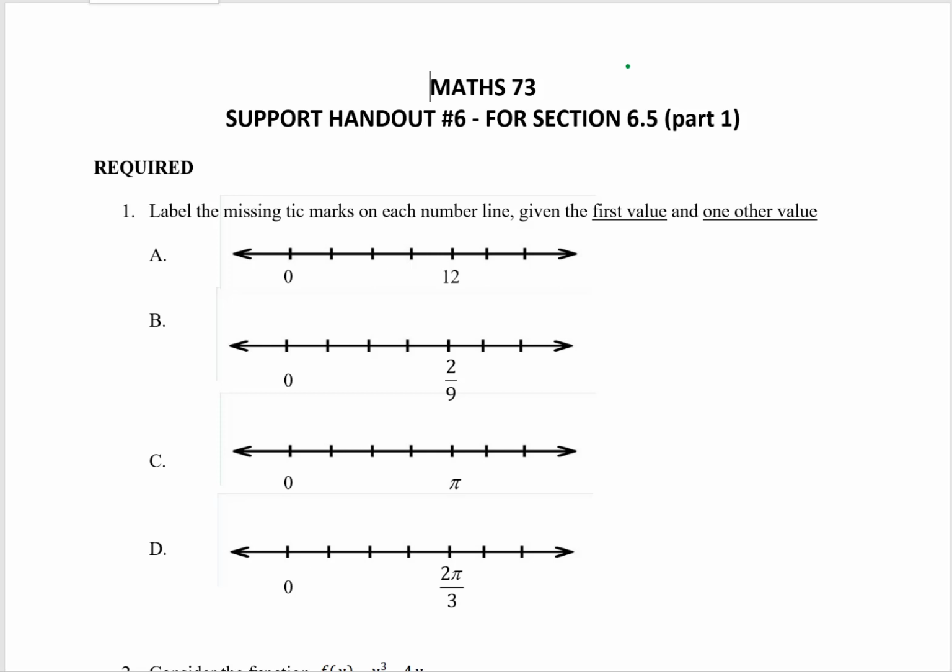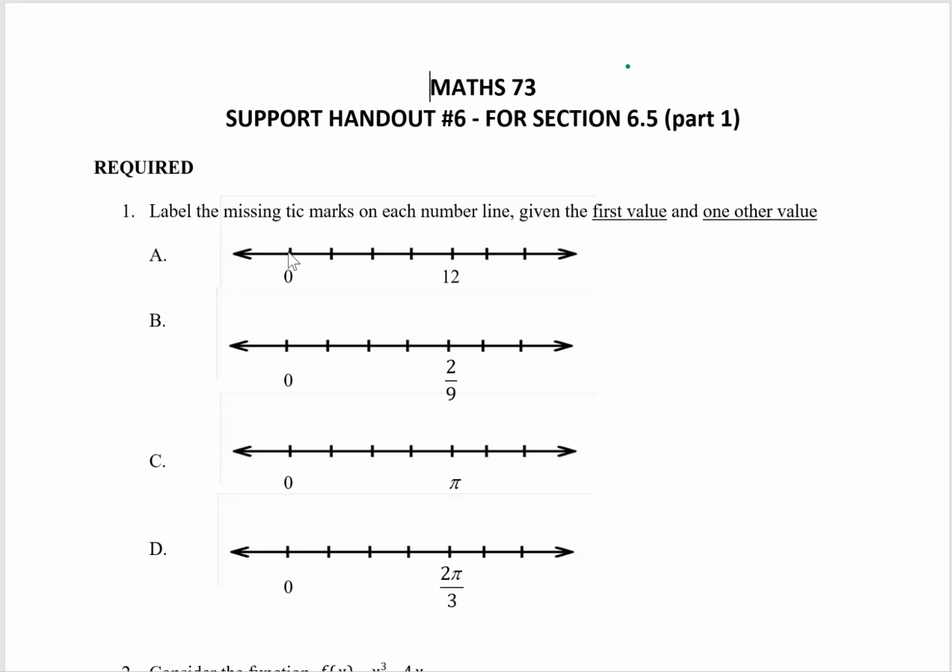Support handout number 6. In problem 1, we're given some number lines. We're being asked to fill in the missing tick marks. Now, notice in every case, the first number is a 0. That's going to be helpful. And then we're always given the 5th tick mark. Here's the best way I think we can do this.